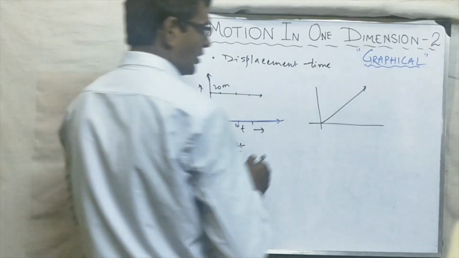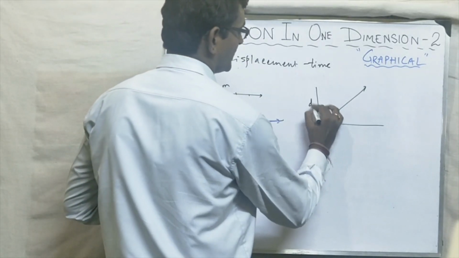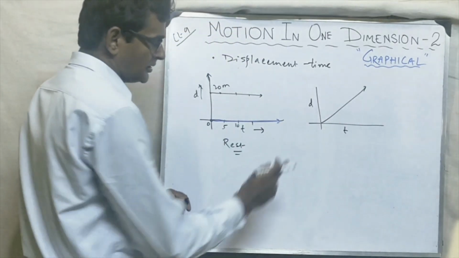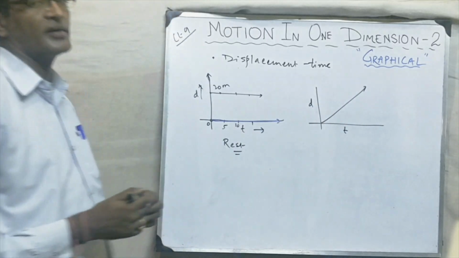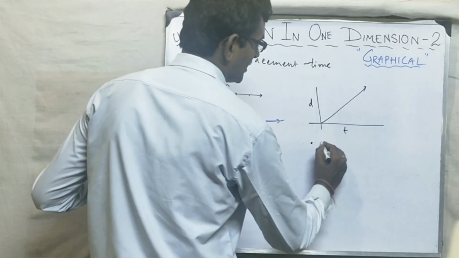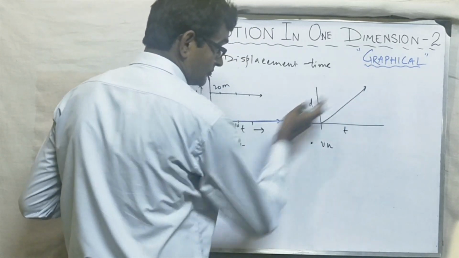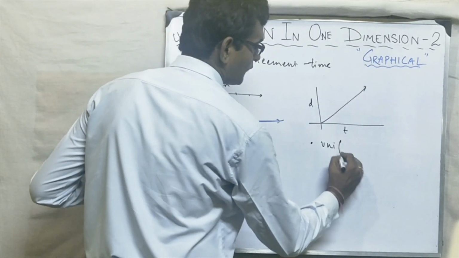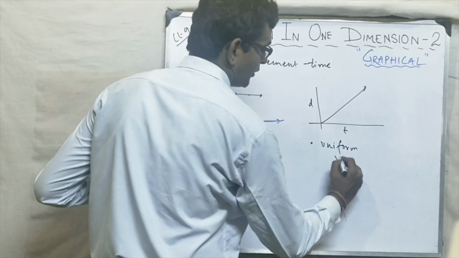Okay students, now come here. Displacement time graph: if the graph is this way, a straight line, what does this mean? It means uniform velocity.